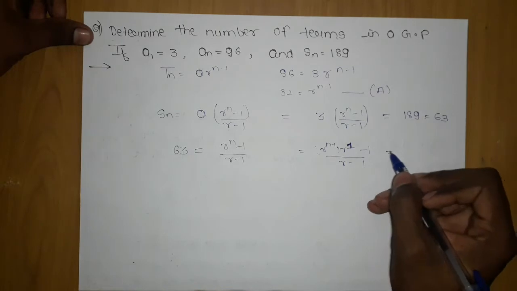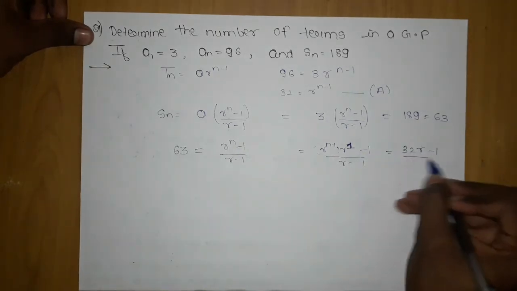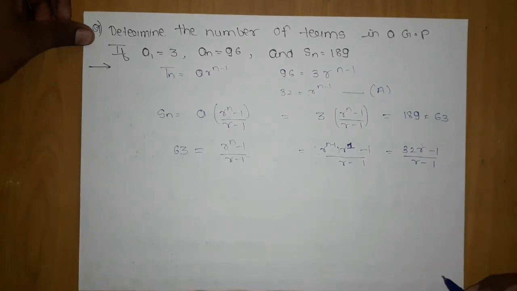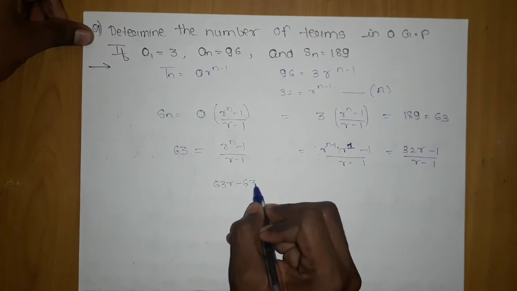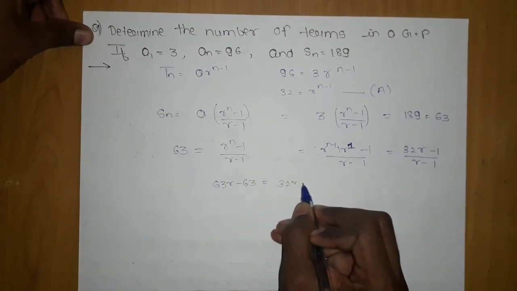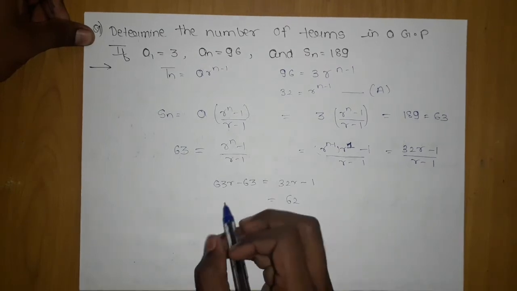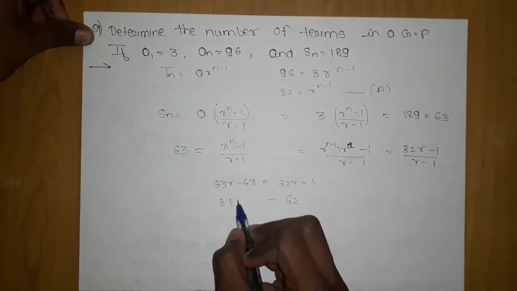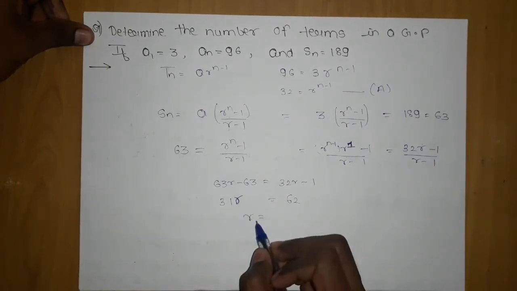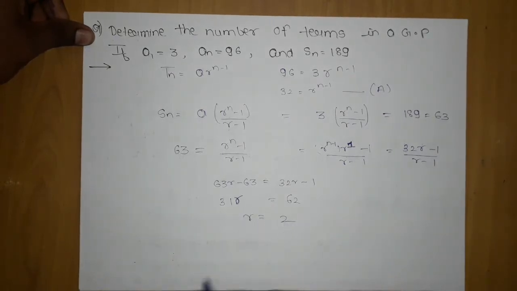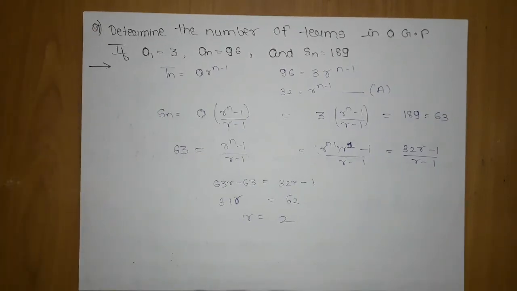Now you know the r power n minus 1 value is 32. Put it here, r minus 1 upon r minus 1. See, our question is so simplified. Now 63 into r minus 63 should be equal to 32 into r minus 1. If I move it here, I get 62. If I move it here, I get 31r. So r is equal to 2. We got r equal to 2 as our r value.